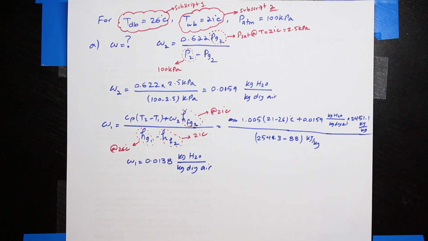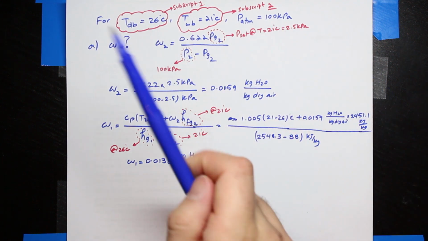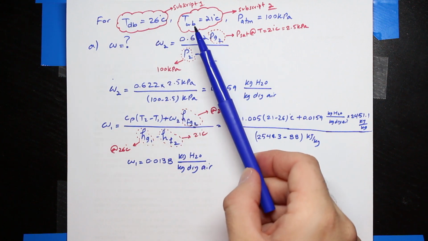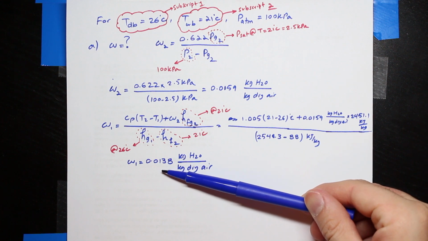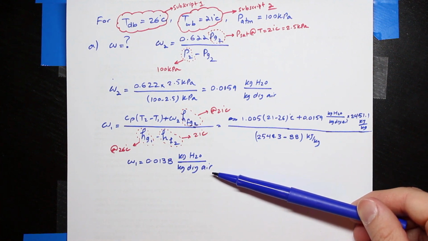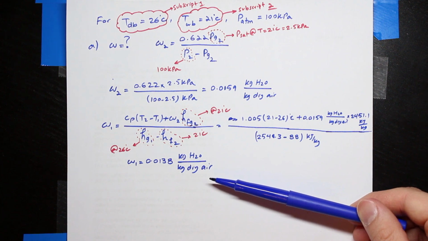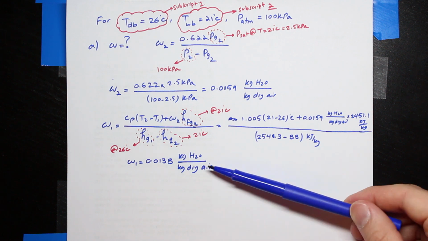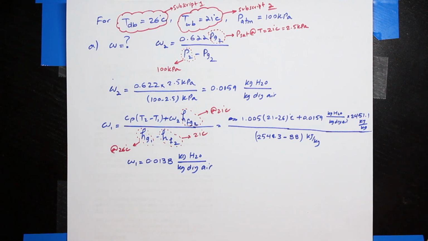So this simply means if you have this condition in the room, if your dry bulb temperature is 26 degrees C and your wet bulb temperature is 21 degrees C, this is the amount of moisture content that you have for each 1 kilogram of dry air within the room. Now in that room, there can be a certain amount of dry air, right? For each 1 kilogram of that dry air, we have this much of water vapor.